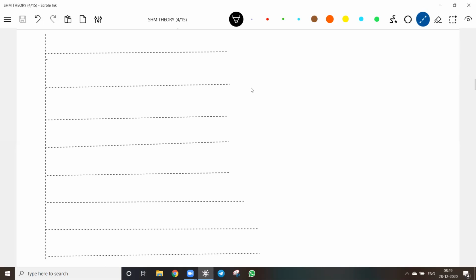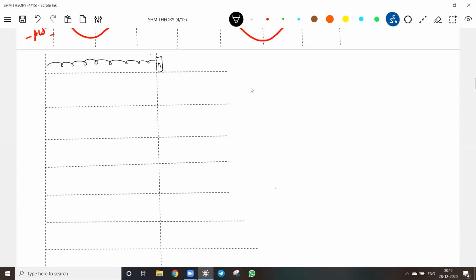I'm trying to avoid the mathematical approach, since we already know the work-energy chapter. We know the spring-block system, so let me jump directly to the spring block idea. So this is the spring and here is a block. This particular position is called the mean position. This vertical line is called the mean, and this is a wall.